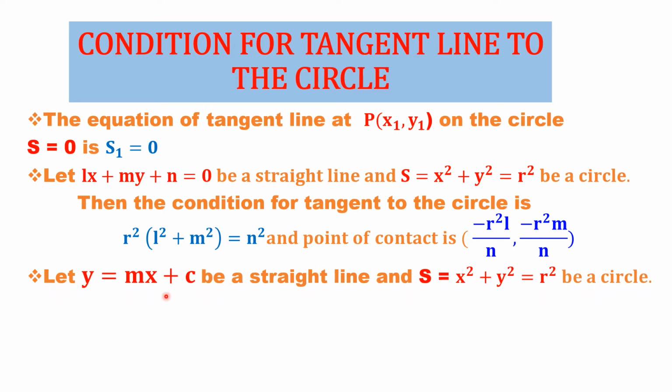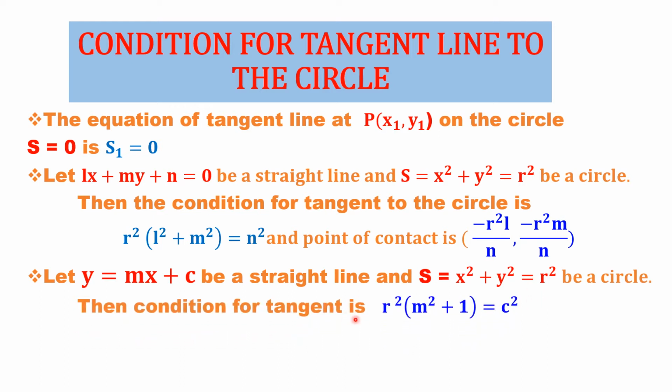And the another form of the line is slope intercept form. So slope intercept form is y equal to mx plus c. So here if this line is also tangent to the same circle x square plus y square equal to r square, then the condition is r square into (m square plus 1) equal to c square. This is the condition for tangent to the circle S equal to 0.